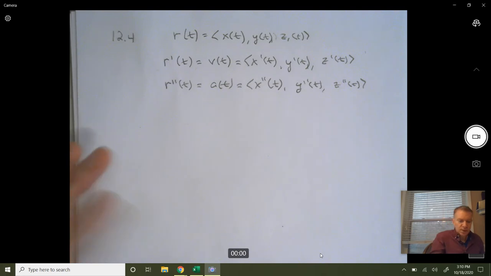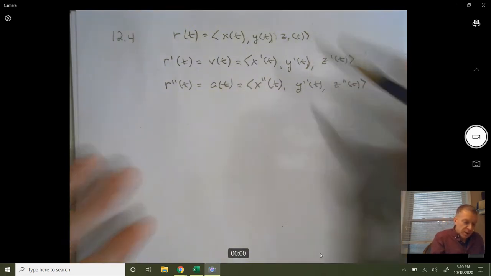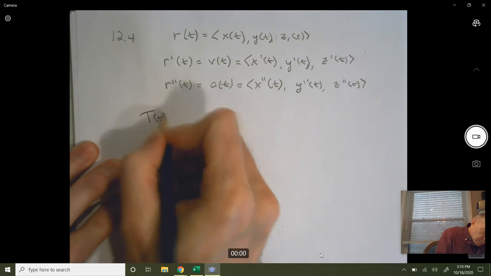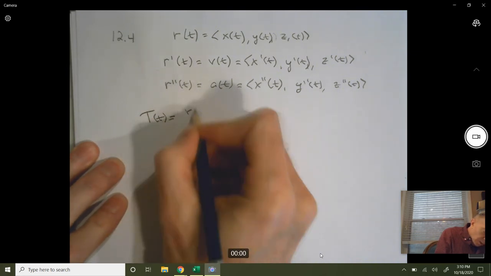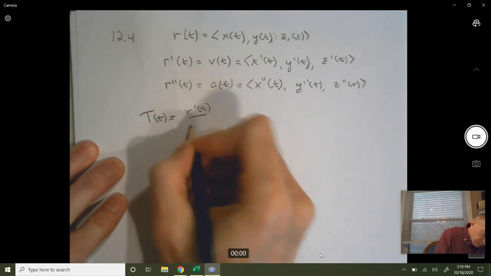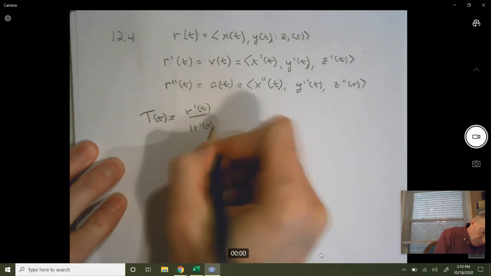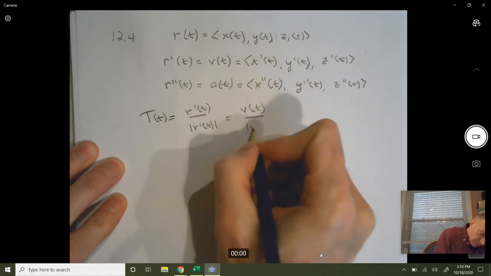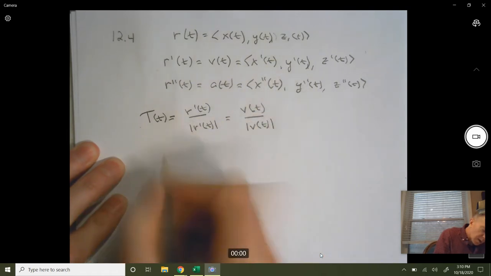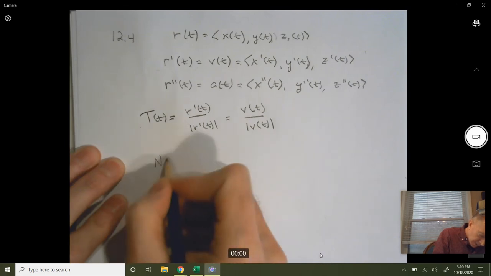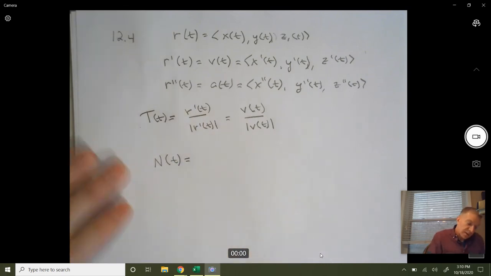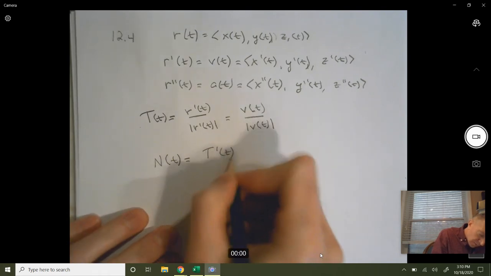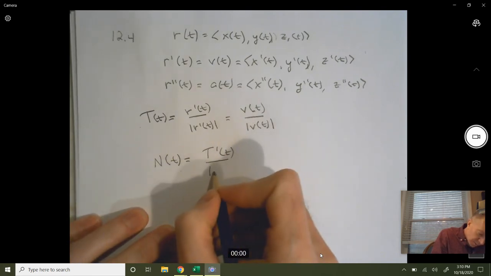Using those basic formulas, you're going to come up with the unit tangent vector, T of t, which is r prime of t over the magnitude of r prime of t, which is just your velocity vector over the magnitude of your velocity vector. And then your N of t, you have to find the T of t, T prime of t, over the magnitude of T prime of t.